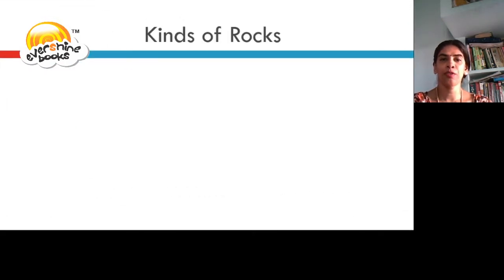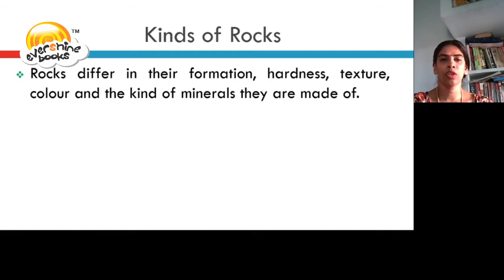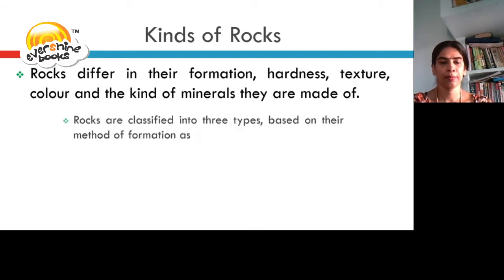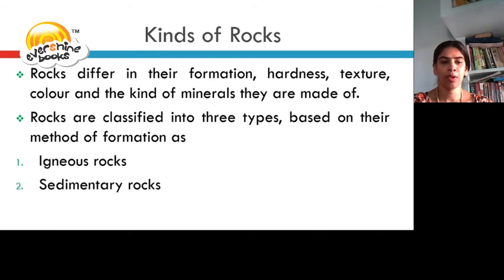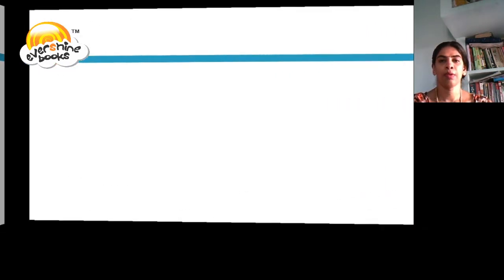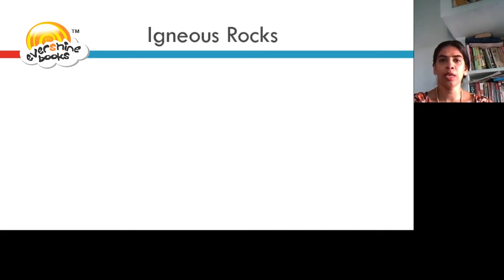Let us learn about different kinds of rocks. Rocks differ in their formation, hardness, texture, that is appearance, color, and kind of minerals they are made of. Rocks are classified into three types based on the method of formation as igneous rocks, sedimentary rocks, metamorphic rocks. Let us first learn about igneous rocks.